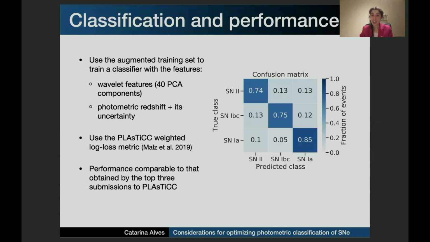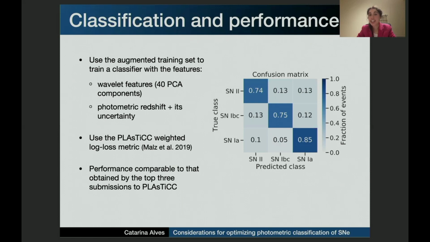Now, using these 40 wavelet features and adding the photometric redshift and its uncertainty, we have 42 features to train our classifier. In the training, we also use the weighted log-loss metric provided in PLAsTiCC. On the right-hand side, you can see the confusion matrix that we obtain.